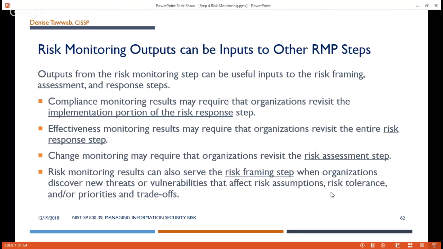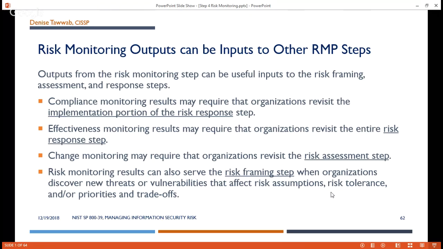Outputs from the risk monitoring step can be useful inputs to the risk framing step, assessment, and response steps as well. Compliance monitoring results may require that the organization revisit the implementation portion of the risk response step. Effectiveness monitoring results may require that the organization revisit the entire risk response step. Change monitoring may require that you revisit the risk assessment step. Risk monitoring results can also serve the risk framing step when the organization discovers new threats or vulnerabilities that affect your risk assumptions, your risk tolerance, and or your priorities and trade-offs.